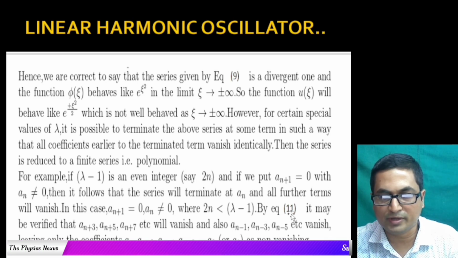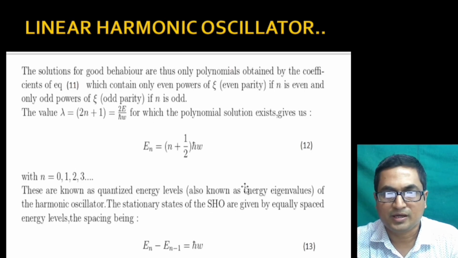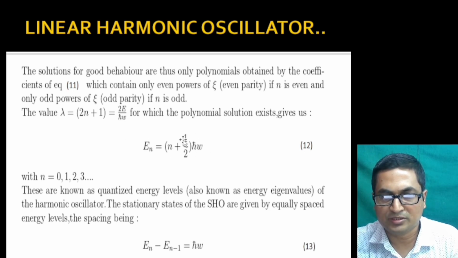And we can also show by equation 11 that this kind of coefficients will vanish while these coefficients will remain, depending on the odd or even values of n. Coming back to the thing that lambda equal to twice n plus 1, as already we know that lambda equal to twice E by h cross omega, we see that E is now n plus half h cross omega. n is put as a subscript because E now depends on n, and with n values going from 0, 1, 2, 3, 4, 5 like this.